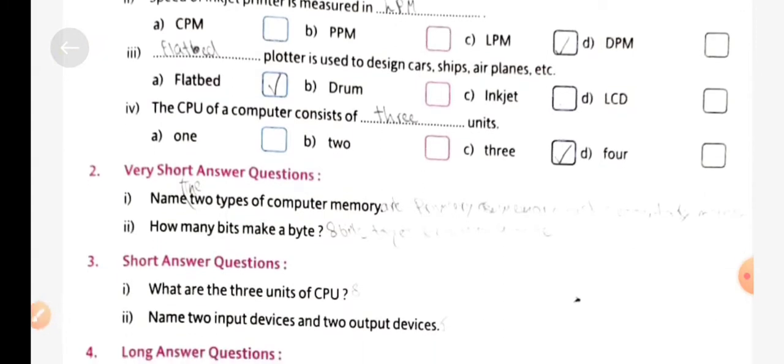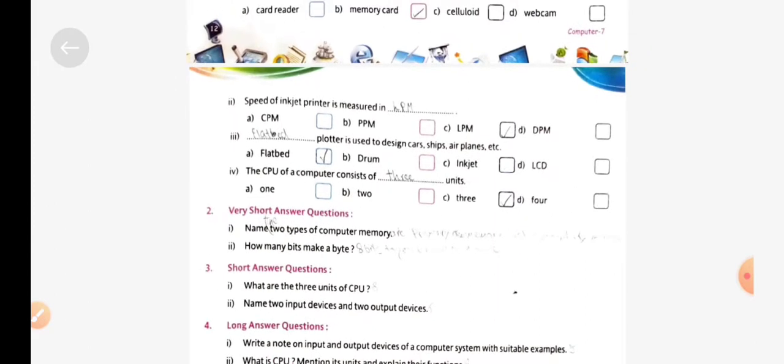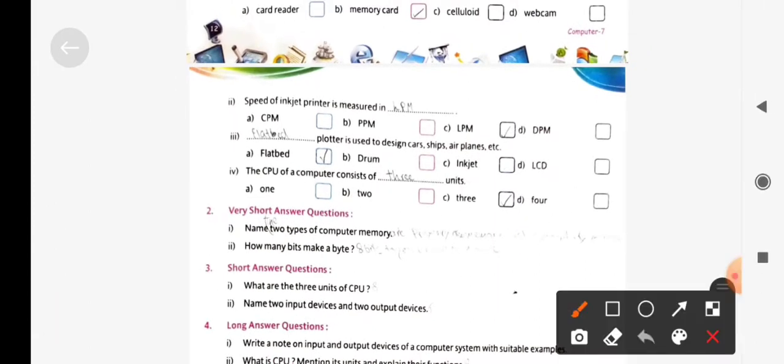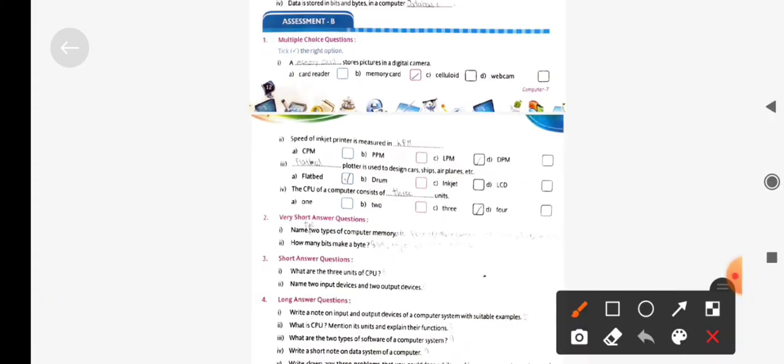Name two types of computer memory. So you have to write down firstly from the question, the two types of computer memory are primary memory and secondary memory. Okay, this is the first answer.